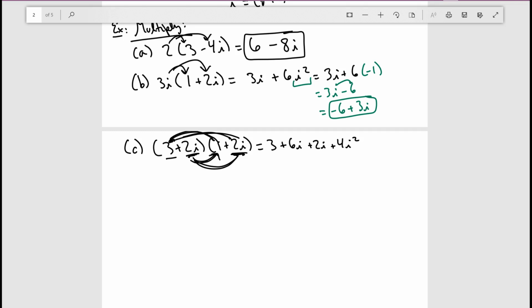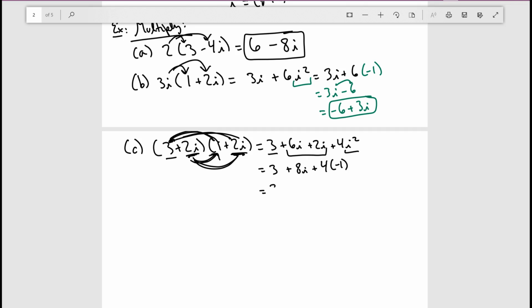So now this 3 is going to be left off by itself. I'm going to combine these two together. 6i plus 2i is going to give me 8i. And then 4i squared is just going to give me negative 4.